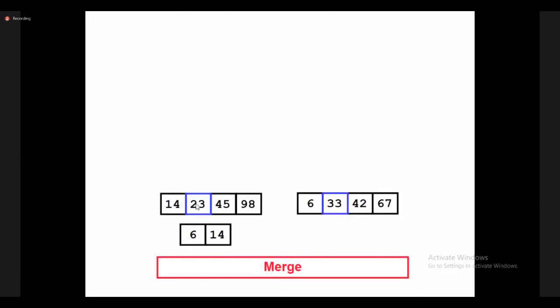Now it points to L of I, which is 23. So L of I is compared with R of J. 23 is less than 33, L of I less than R of J. Now 23 moves to the sorted array, so array of K is equal to L of I. Here the I value is increased by 1. When an element is inserted in the sorted array, K is automatically increased by 1.